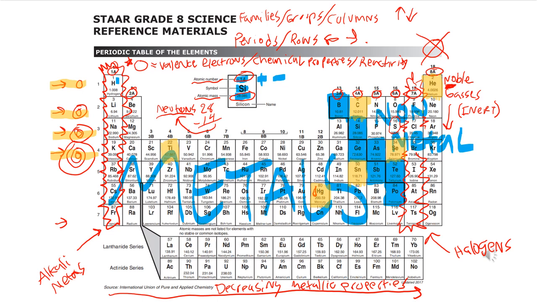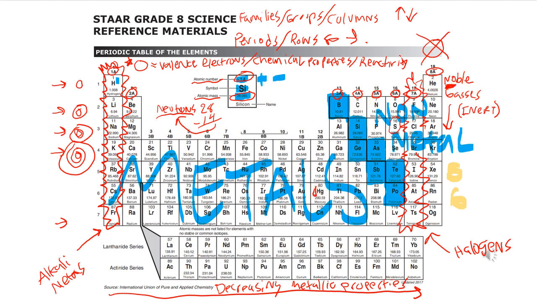Helium only has one shell because it's in period one. Carbon has two because it's in period two. Titanium and selenium have four because they're in period four. Tin has five because it's in period five. And mercury has six shells. So which ones have the same? The only ones in the same period are titanium and selenium. If you pick those two, that would be your answer. Those two share the same shells or energy levels, or are in the same period. Okay?